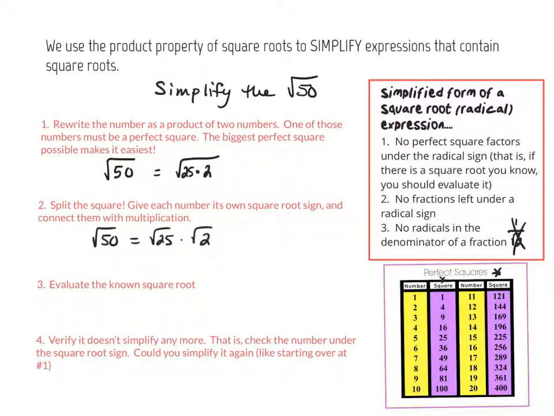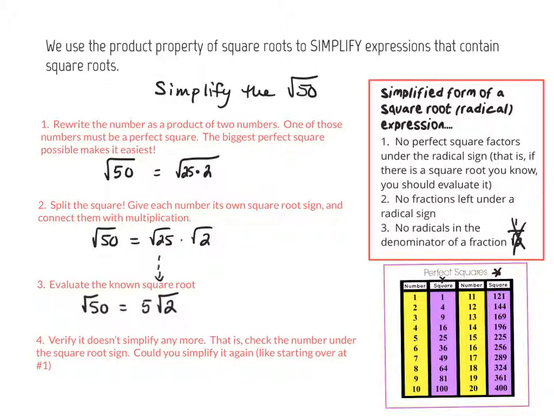Now, the reason that I used 25 was because I know that this is a perfect square, so I know the square root of this number. So that's step number 3, evaluating the known square root. So I know the square root of 25 is 5, and then I have the square root of 2.